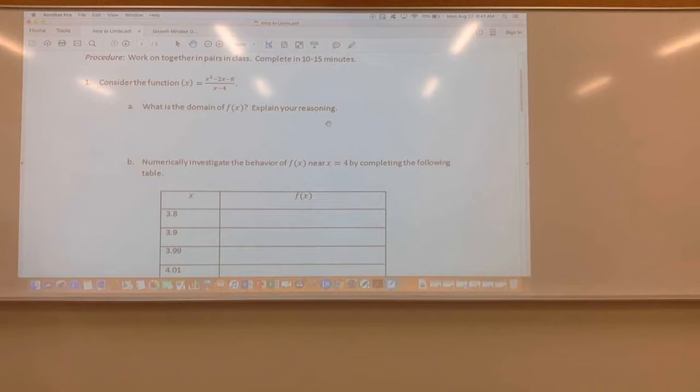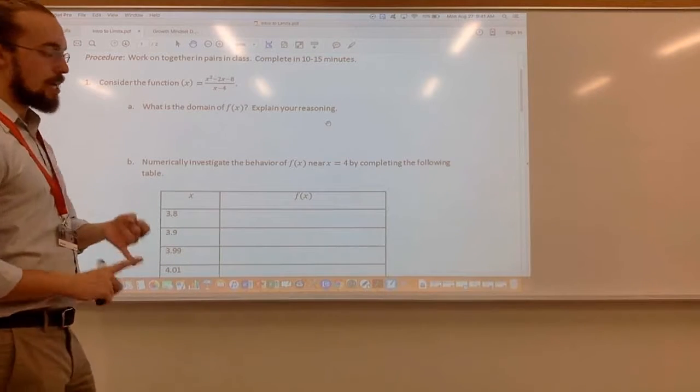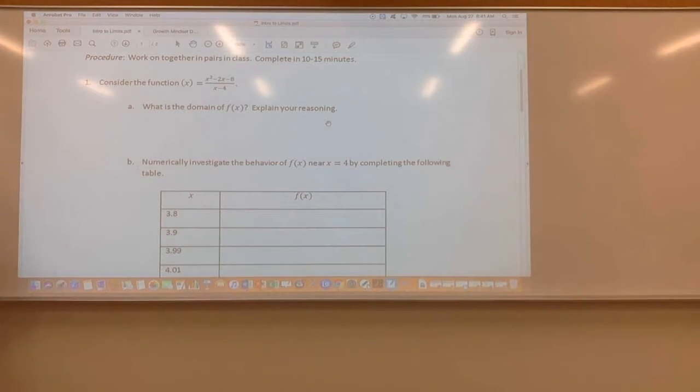There are a couple of different ways we could write that. We could write that in set notation or in interval notation.